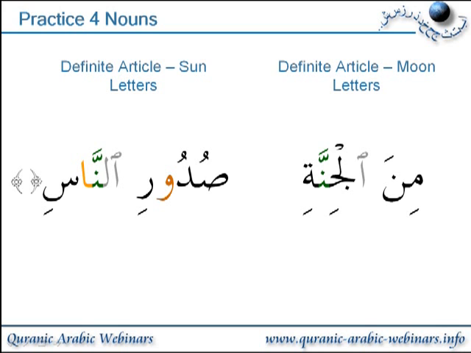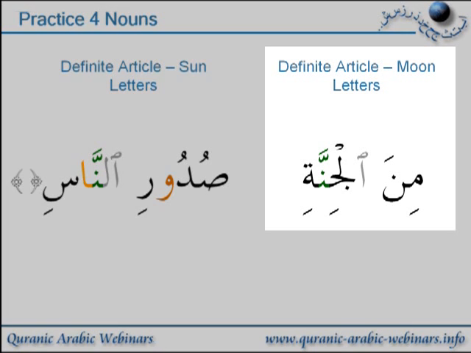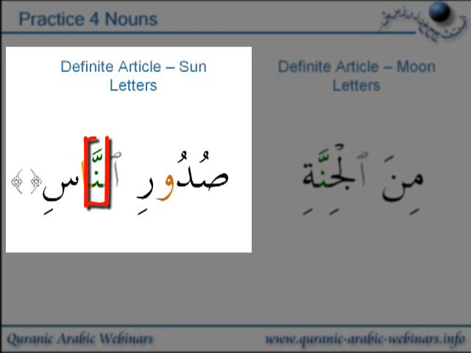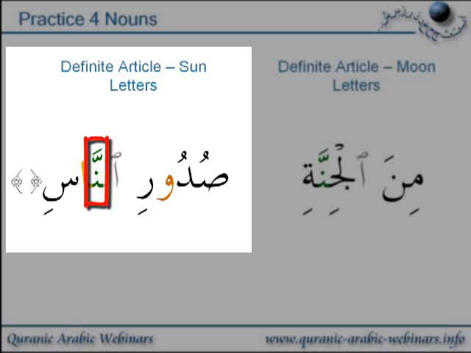The next set of practices are going to be where we're using nouns, and from our lessons, if you remember, a lot of the nouns that begin with the definite article al, which is the Hamzatul wasl followed by the lam, are divided into sun letters and moon letters. Remember, the moon letters do not carry the shadda, whereas the sun letters do. So we'll go through these two.